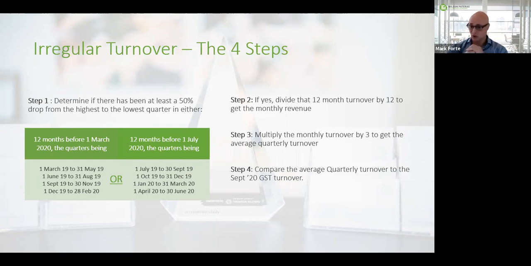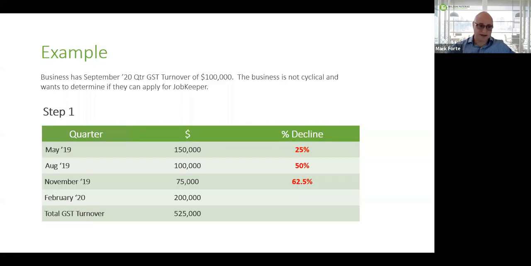Then you compare that to your September 2020 GST turnover to determine whether there's been at least a 30% drop. So we'll go through a worked example on the next slide. Yep. I've got this one from the explanatory memorandum to the legislation. Basically, a business has a September 2020 GST turnover of $100,000. The business is not cyclical and wants to determine if they can apply for JobKeeper.